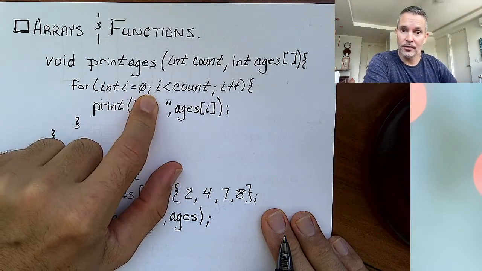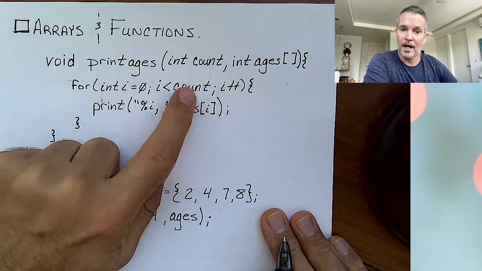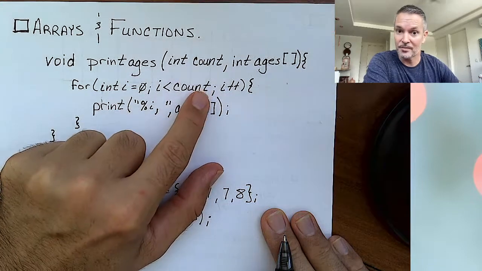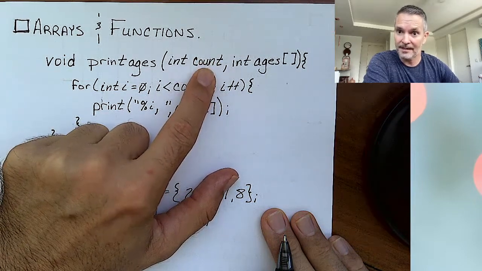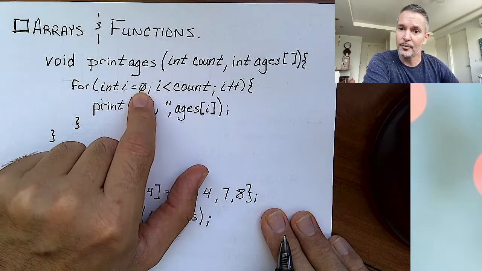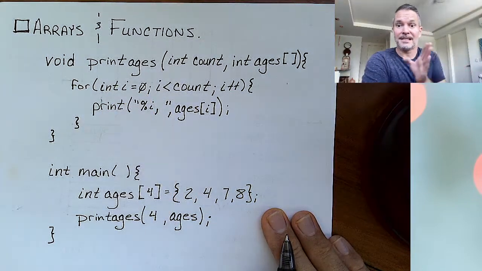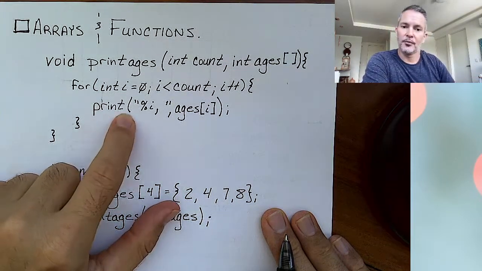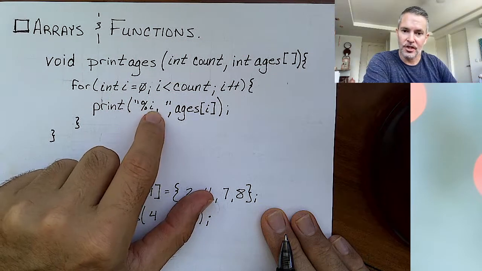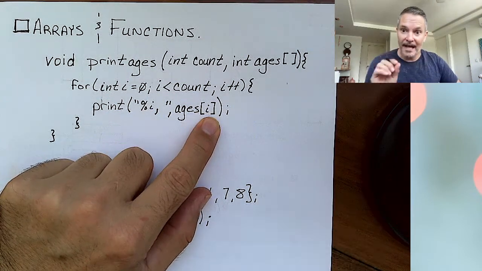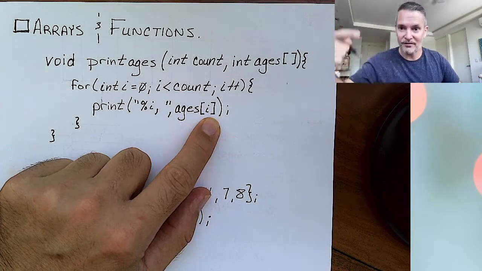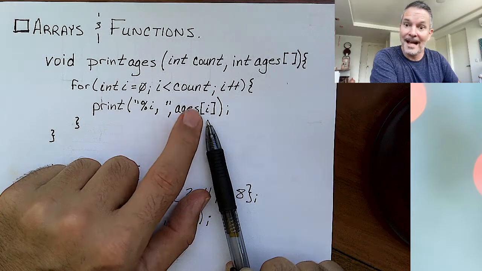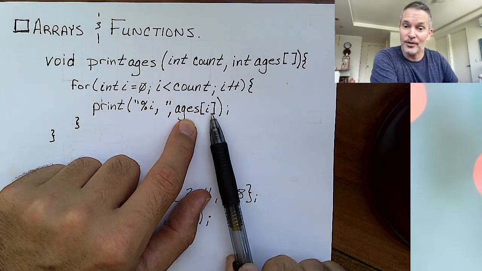I set i to 0. I'm going to iterate through i as long as it is less than the count. So it needs to be less than whatever number I give here. And that's going to loop me all the way from 0 to count minus 1. And then for each loop, I'm going to print the integer that is stored in the ith location. Whatever iteration of the loop that I'm on, I'm going to use the i variable to access the array at that particular index.